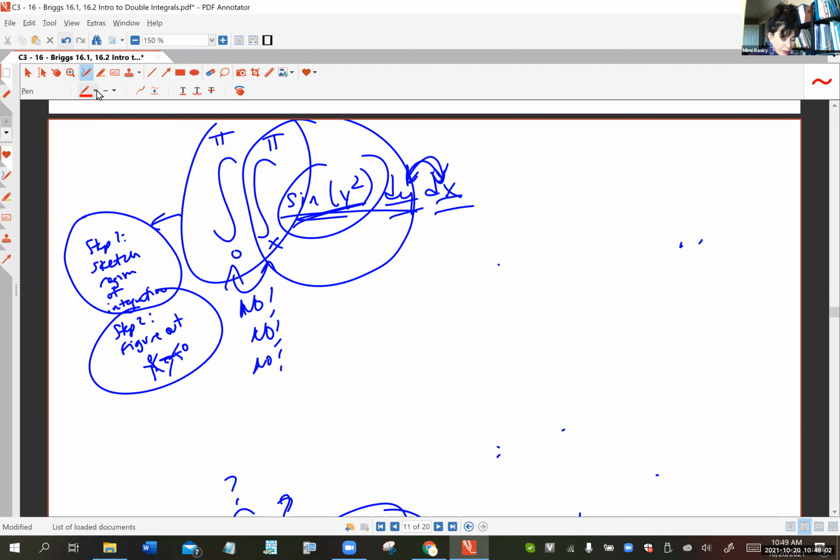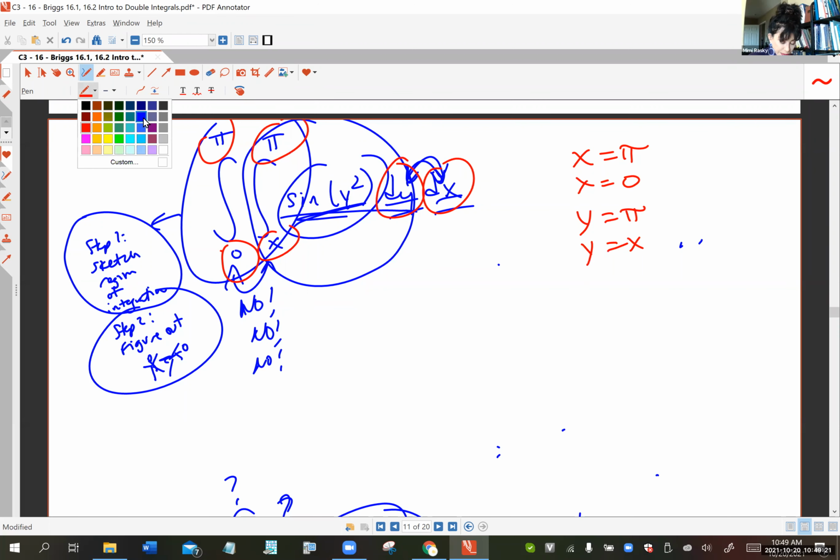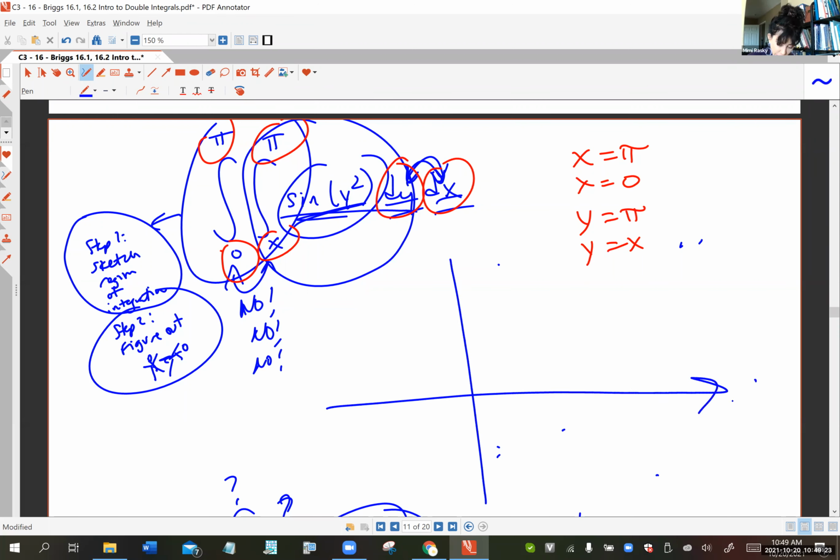So I'm going to look at my limits here, and that's with respect to x. So x equals pi and x equals 0. I'll have to graph those two guys in a moment. And then the innermost integral has these limits, so I'm going to have to graph y equals pi and y equals x. So let's go ahead and graph all four of those guys. How hard could this be, right? They're just a bunch of straight lines.